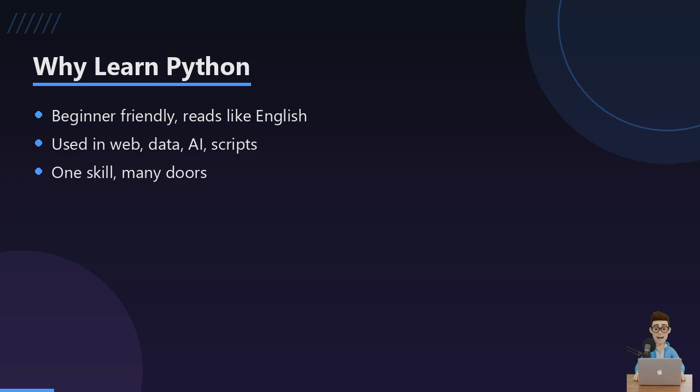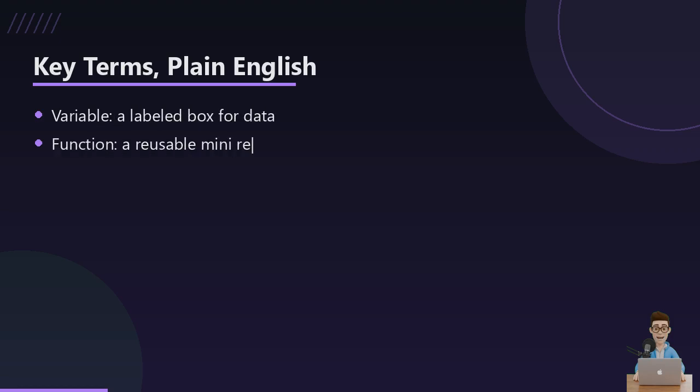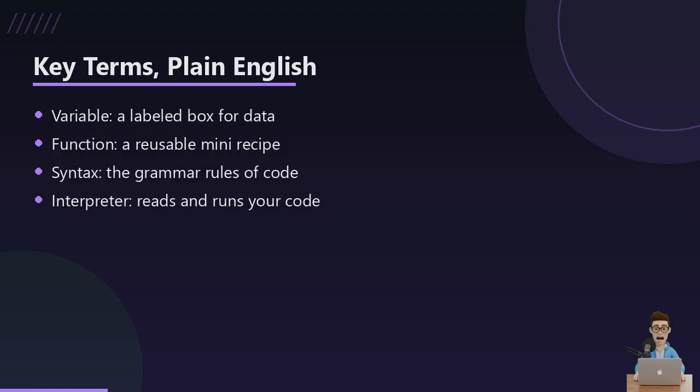Before we touch any code, let's translate the jargon. A variable is just a label box that holds a value. A function is a mini recipe you can reuse instead of retyping steps. Syntax is simply the grammar rules Python expects, and the interpreter is the program that reads your Python file and actually runs it line by line.